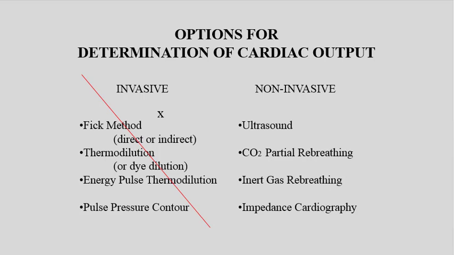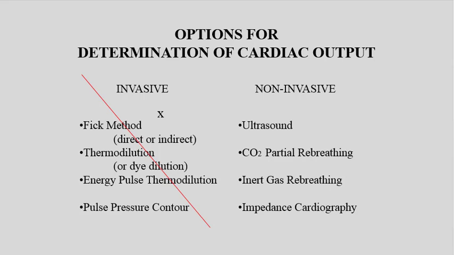So you know the physiology behind pulse pressure contour. You know the physiology behind energy pulse thermal dilution, the vigilance. And you, of course, know the physiology behind FIC and indirect. The pulse pressure contour method, the device, is called PICO, and the names are useful in helping us to remember.